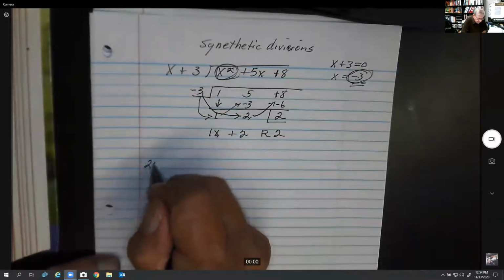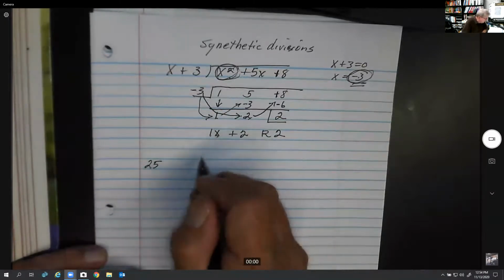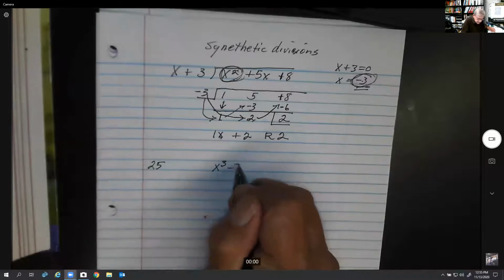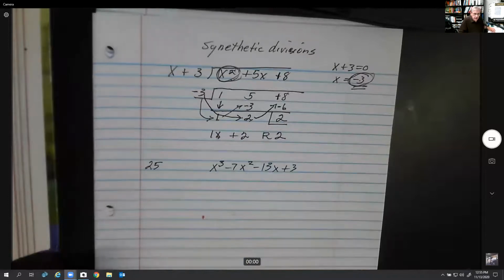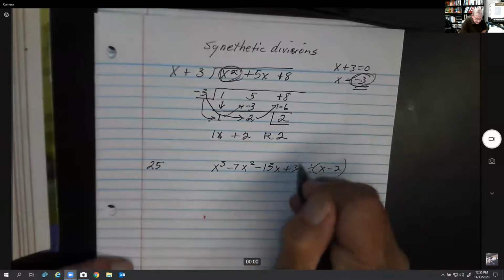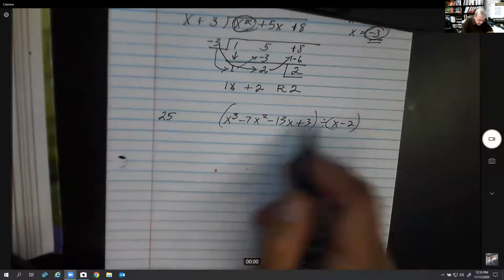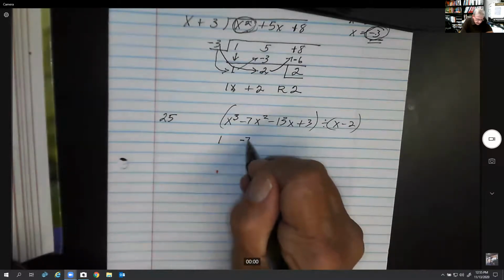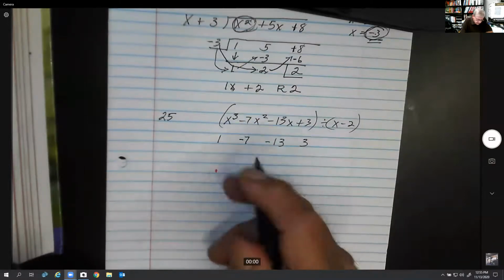I know there's a little strange one you start out with. Let's try this one. This is 25 on page 314. Okay, you've got x. I'm going to put it in the right form right away. Okay, there's my problem. And I want to divide that by x minus 2. And it's written kind of like this in the book. Okay, so what I'm going to do is, first of all, I'm going to write all these just the way they are, just the coefficients. 1, -7, -13, 3. Your first term is going to be an x squared term, see?